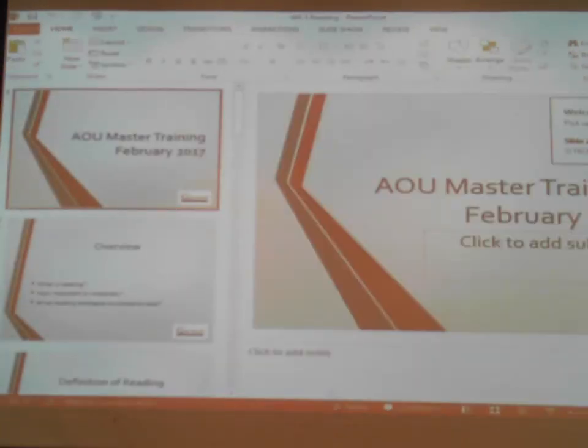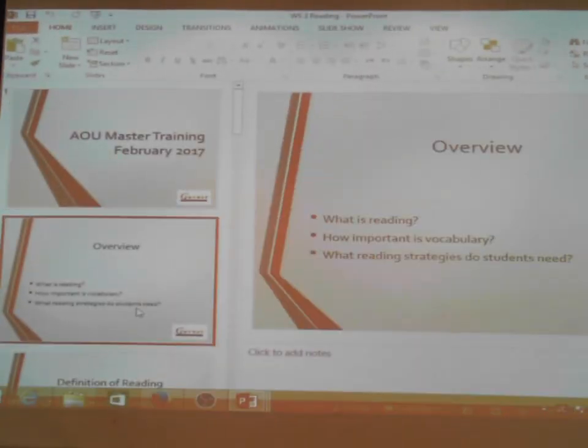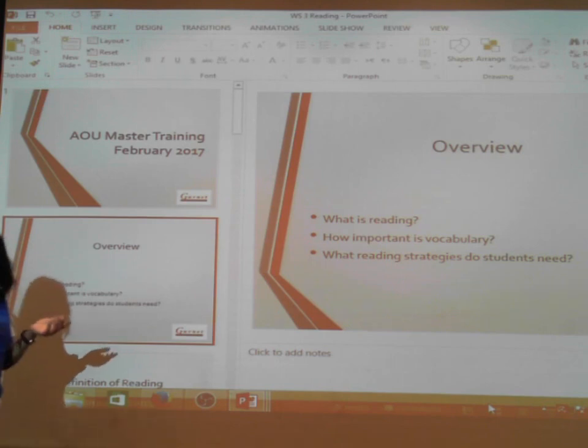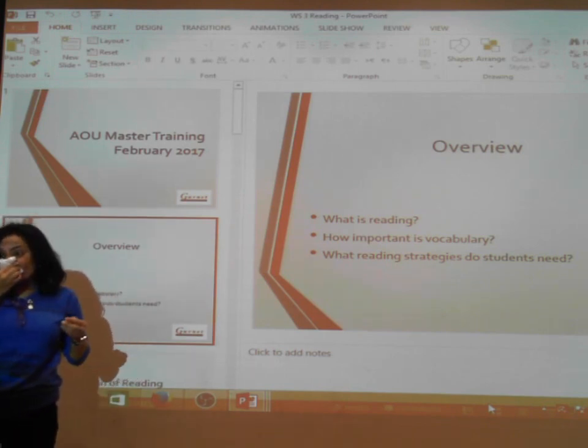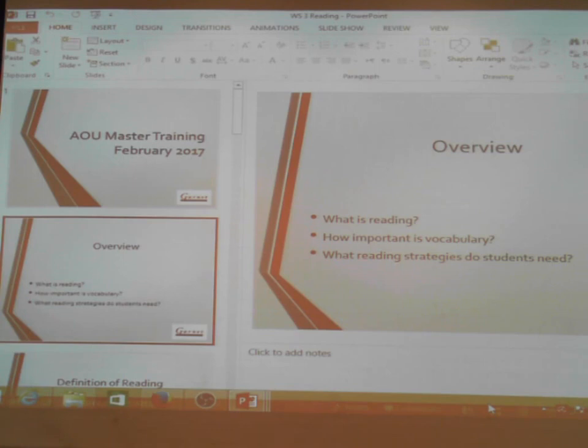What's reading? Can you give me a definition of that? What is reading? Tell me everything that comes to your mind. I blew it when I was asked that question. Reading is going through a passage and trying to understand or perceive some. Excellent. To go through a passage and try to understand the content. Excellent. Very basic and very informative definition. Anything else?